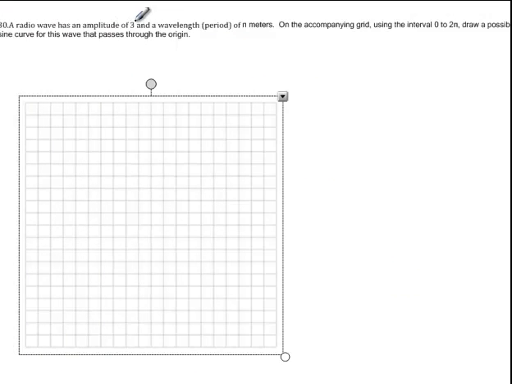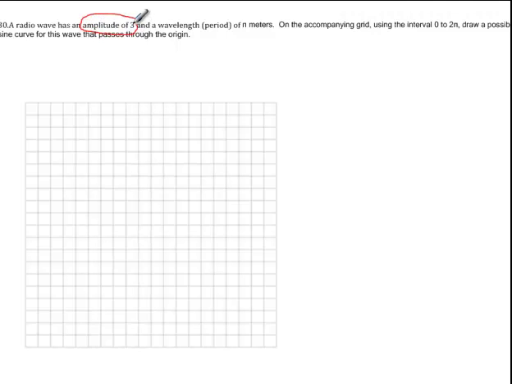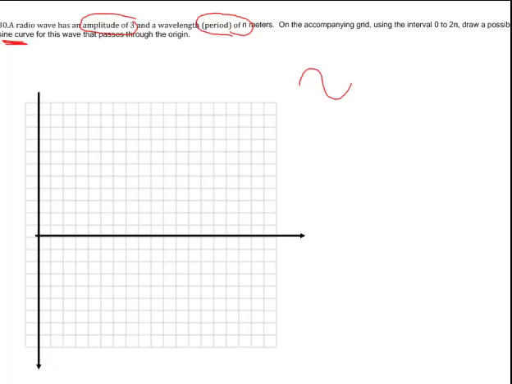Okay, a radio wave has an amplitude of 3, a wavelength of pi, that means a period of pi, and we want to draw a sine curve. Well, I know a sine wave is a hill followed by a valley. All right, so let's get a grid going here. Actually, it'd be easier to do this. I know there's supposed to be arrowheads on both ends, but go with me.